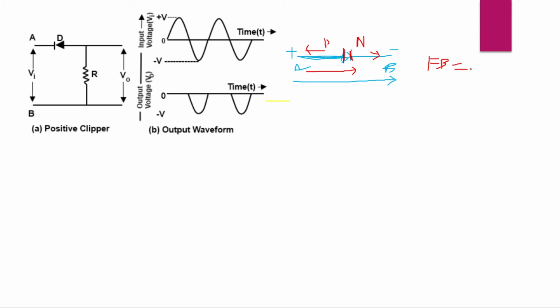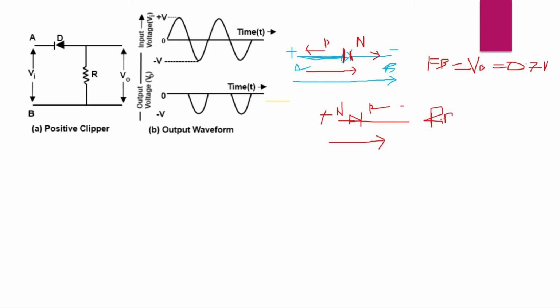Hence, when you give a DC voltage, the diode has the capability of giving an output voltage of 0.7 volts. Remember that. Similarly, when I connect the terminals in the opposite manner, my N terminal is connected to positive and my P terminal is connected to negative, then it is said to be reverse bias.